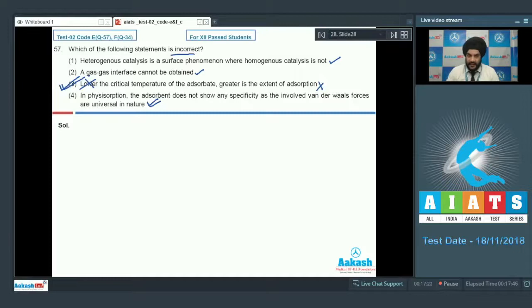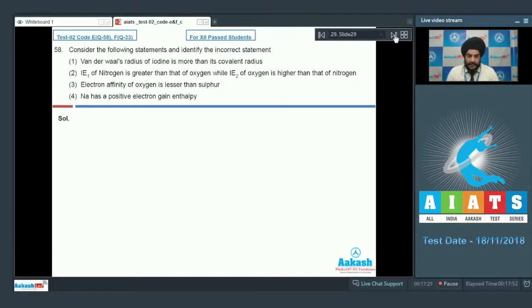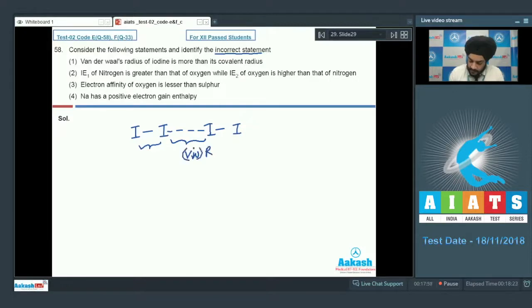Let us look at the next question. Question number 58. Consider the following statements and identify the incorrect statement. The van der Waals radius of iodine is more than its covalent radius. This statement is correct. The covalent radius is measured in terms of the I-I bond length, whereas the van der Waals radius is measured in terms of the non-bonded I-I distance present in a molecular solid. So the covalent radius will obviously be smaller than a van der Waals radius. So this statement is correct.